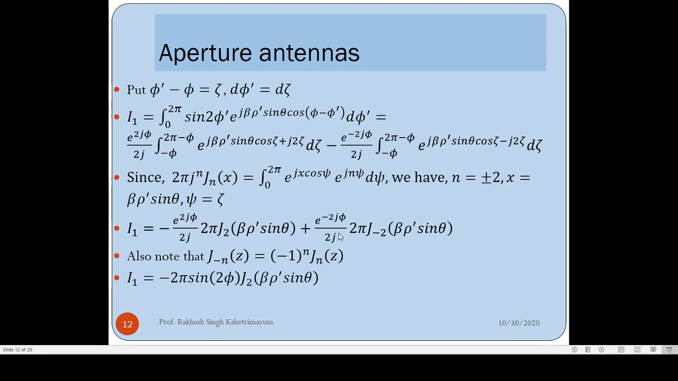So when you sum it up, these are common terms here, this and this are the same, 2 pi J2 beta rho dash sine theta. What is this term here? Exponential j2 pi minus exponential j2 pi divided by 2j plus exponential minus 2j pi divided by 2j, that is minus sine of 2 pi. So finally I1 is very compact. We have minus 2 pi sine of 2 pi J2 beta rho dash sine theta.